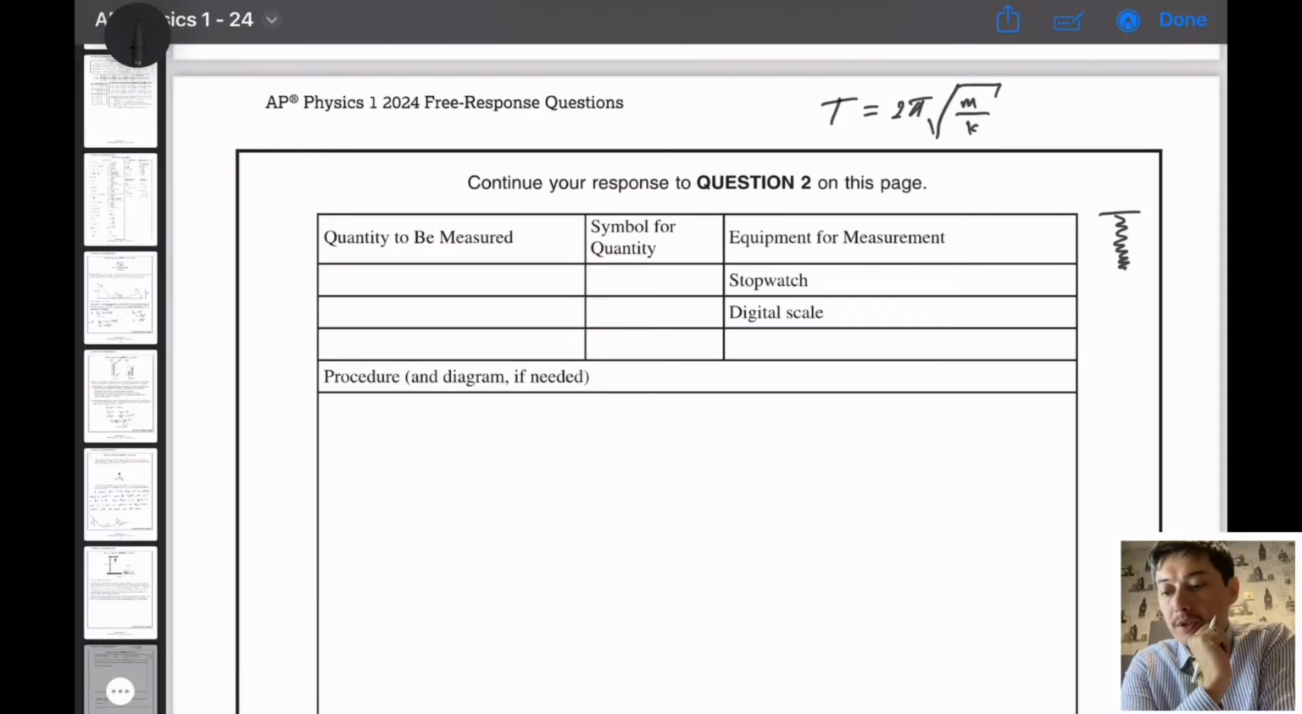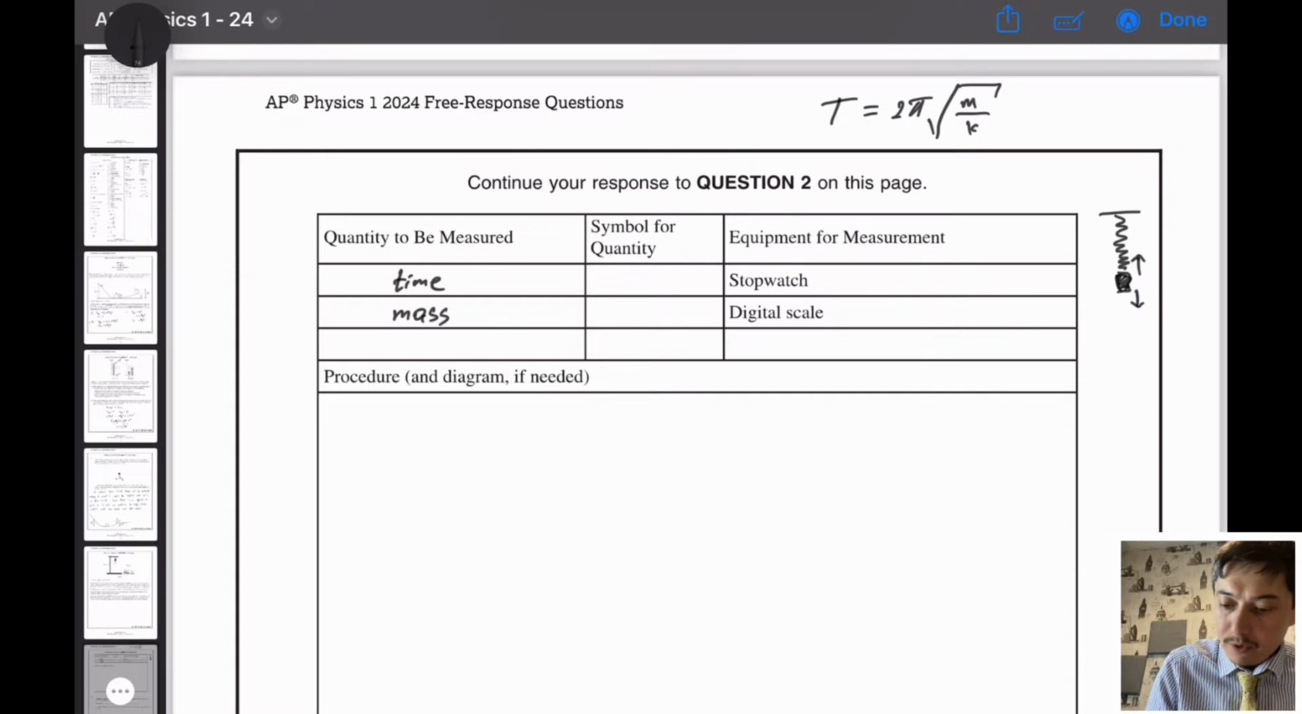Here, what are the variables? So here we have got period changing, and we can also change mass. How are we going to do it? A mass can be hung, a little bit pulled, then released, and it's going to oscillate. And the oscillation, if we ignore the friction, it's going to be periodic. Which quantities need to be measured? First of all, time. Second, mass.